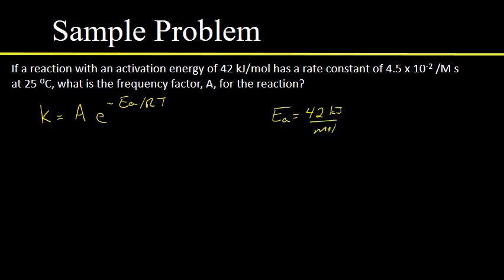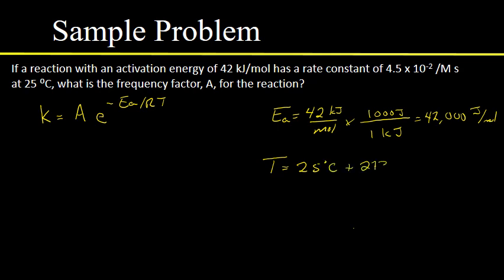Our activation energy is 42 kilojoules per mole, but remember that 1 kilojoule is 1,000 joules, so this is 42,000 joules per mole. Okay, and I may have to erase this to make room for the problem, so make sure you've got that down. The temperature also has to be in Kelvin. So to get from Celsius to Kelvin, we add 273. That gives us 298 K.